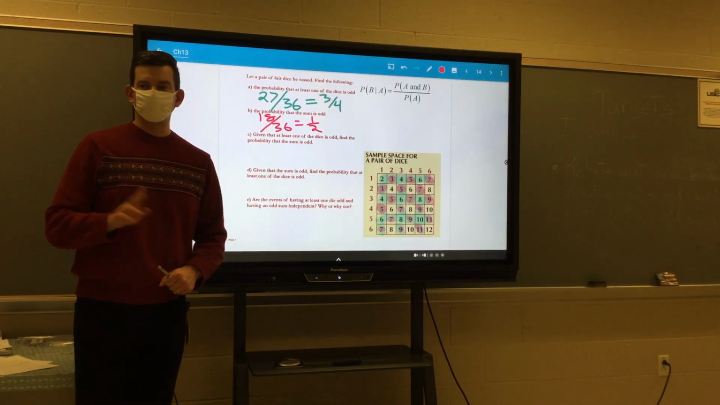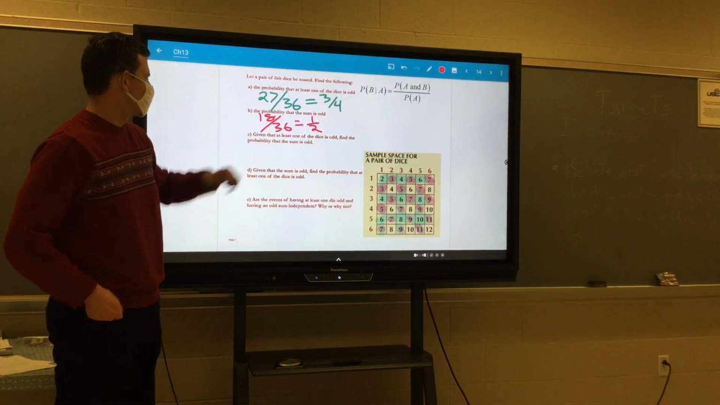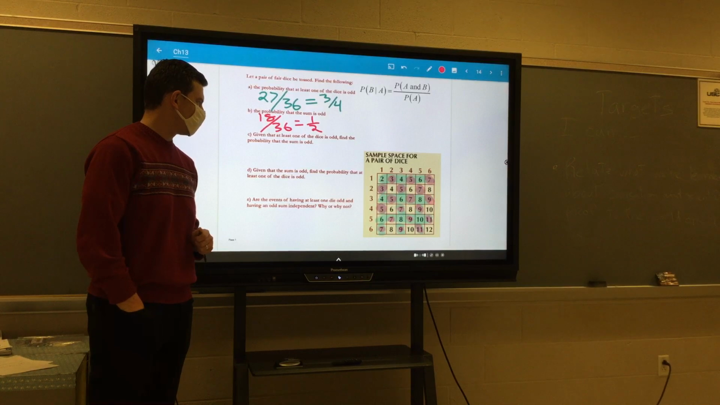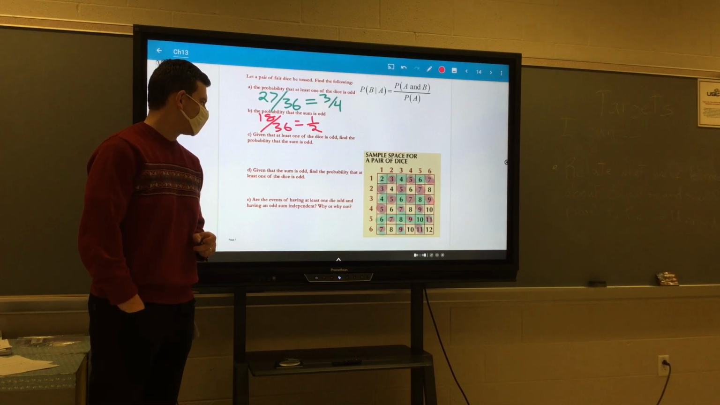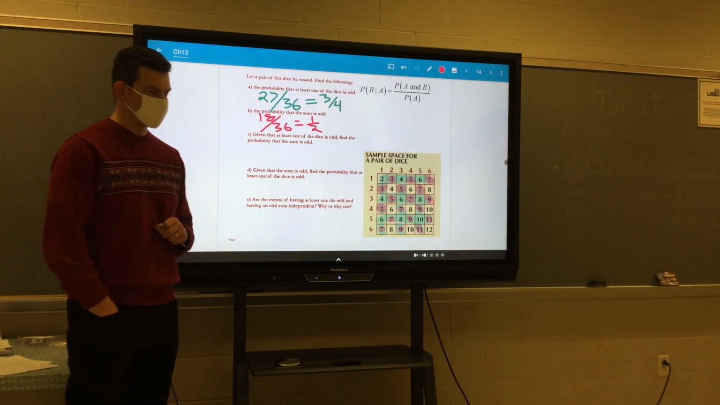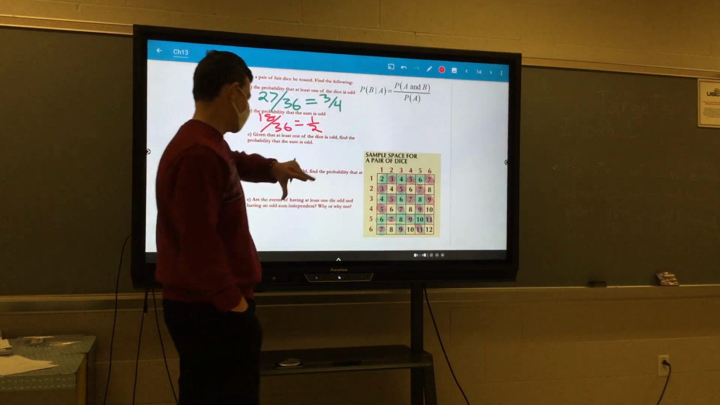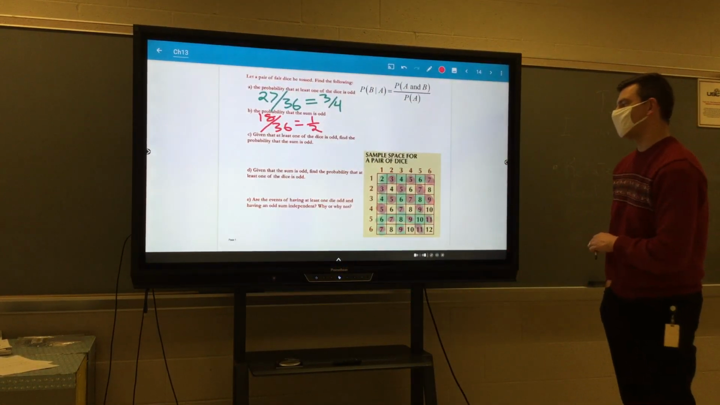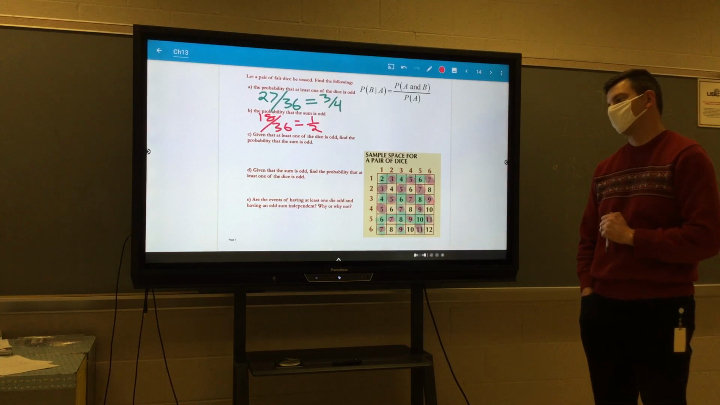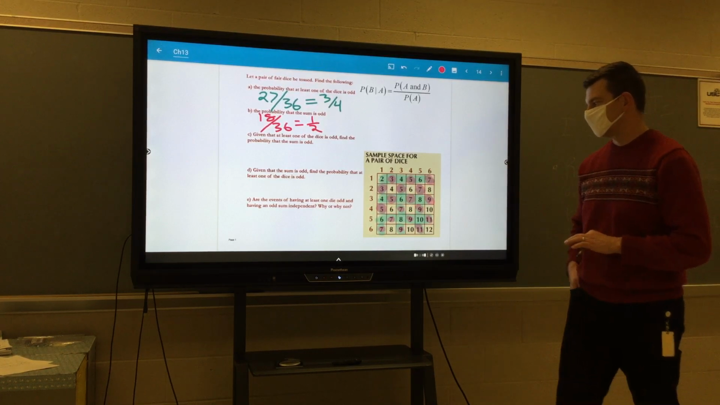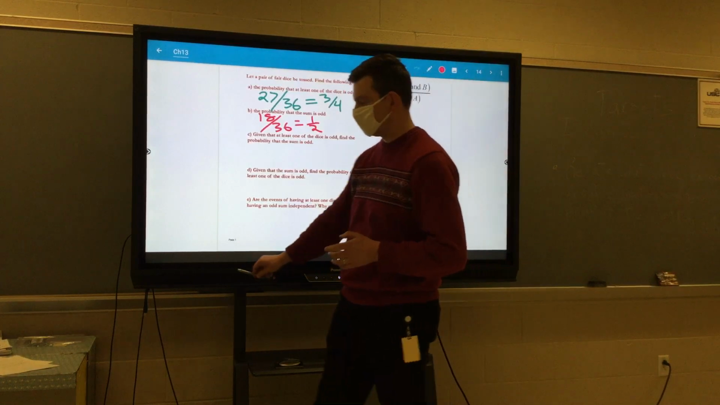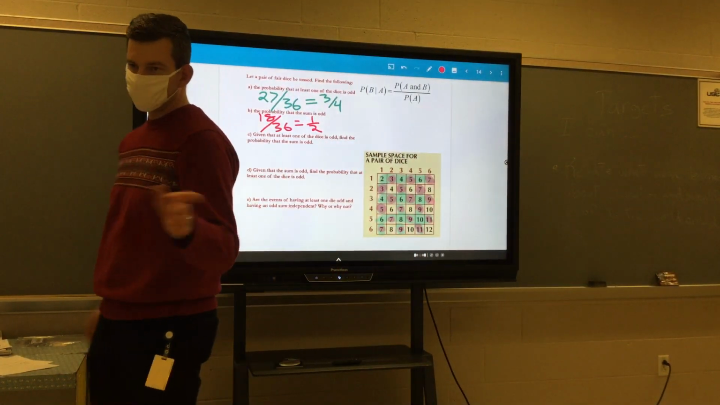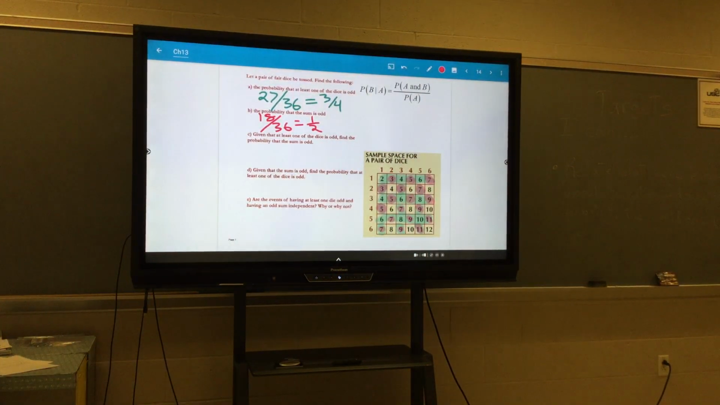Try these conditional probabilities. Take a couple minutes. Letter C. Given that at least one of the dice is odd, find the probability that the sum is odd. And letter D. Reverse them. Given that the sum is odd, find the probability that at least one of the dice is odd. And then lastly, are these two events independent? Take a minute, see what you get.